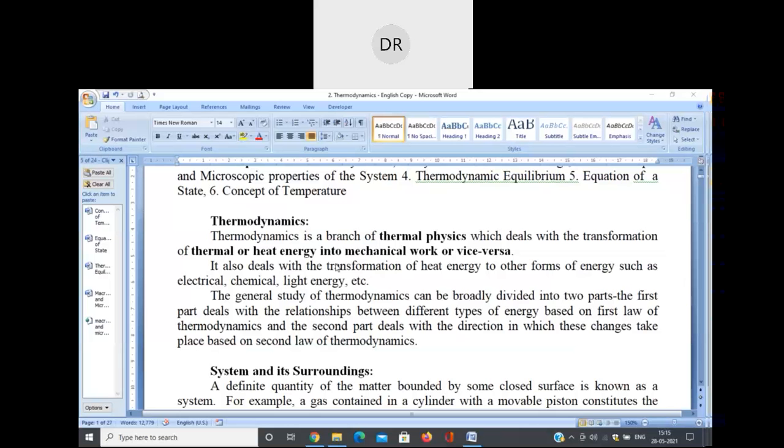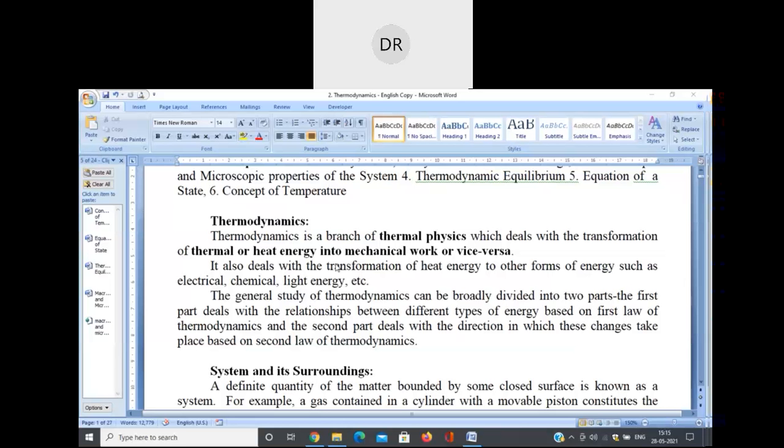Now thermodynamics is divided into two parts. The first part deals with the relationship between different types of energy, based on the first law of thermodynamics. That means how heat energy is conserved and how we can convert it into useful work. The second part is the direction the heat goes. That is based on the second law of thermodynamics.